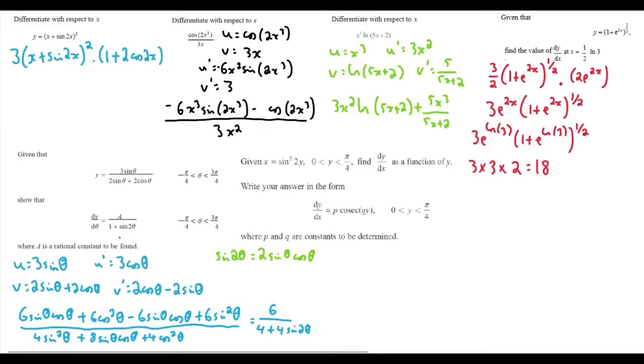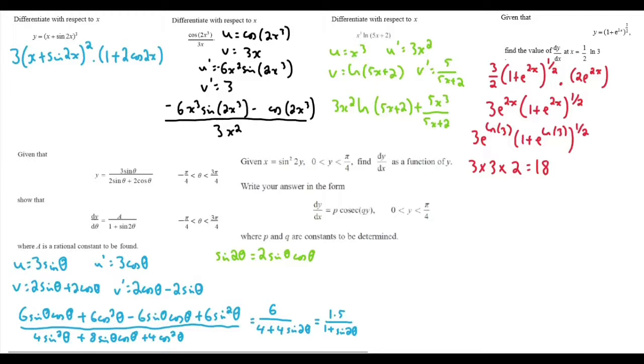We're now closer to what we were before. We just need to get this to be 1s on the bottom though. So if you want that to be 1 plus sine 2 theta, you need to divide through by 4. 6 divided by 4 will be 1.5. That therefore is your rational constant, A.